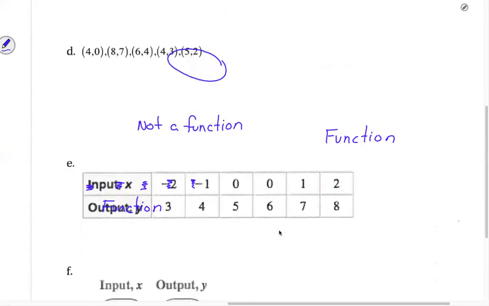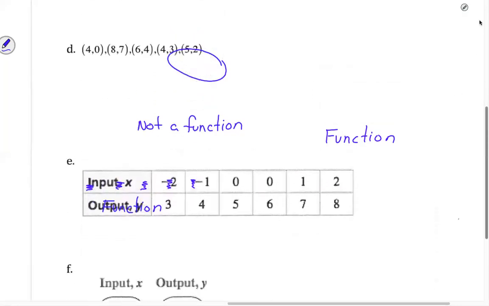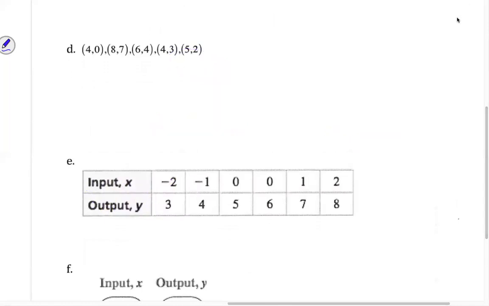Ellie. Yeah. Do any of these x values repeat? Yeah, 4 does. 4 does. So I'm going to circle the ones with the 4. Because 4 is being repeated, it's not a function.